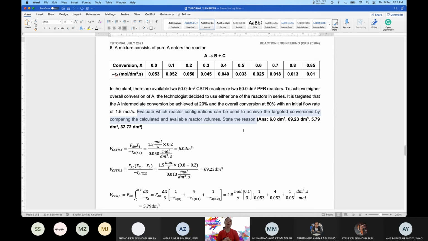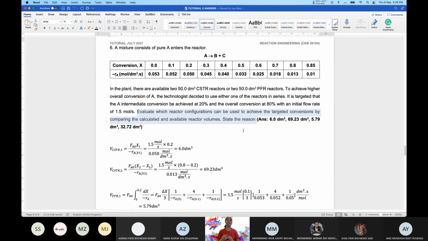But let's say you calculate the minimum reactor volume required is 60 dm3. But in our plant, the reactor volume is 50 dm3. So it cannot be used, because the minimum volume required is larger than the volume available in our plant. Okay, so this is what we need to do. Calculate the volume, compare the calculated volume with the available volume. If it is equal or bigger, you can use. If not, we cannot use.